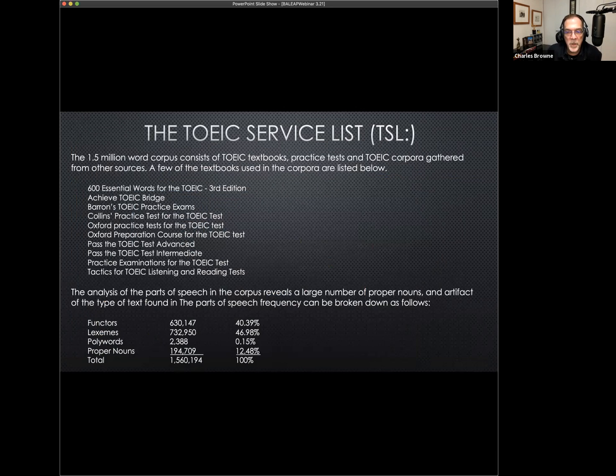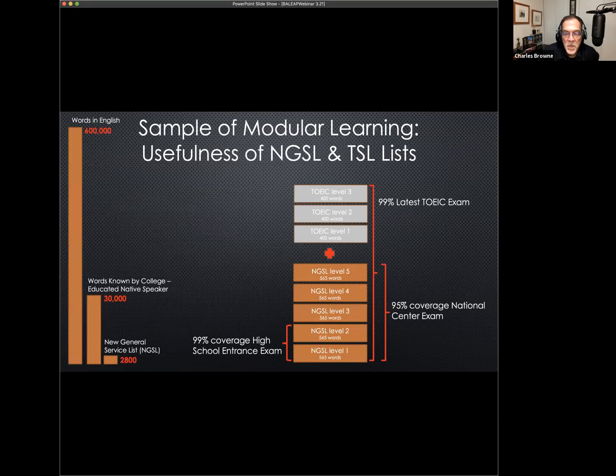Okay, so the TOEIC service list, it's a 1.5 million word corpus. It's fairly small, but that's because the TOEIC preparation materials and the TOEIC exams that we were able to get copies of represent fewer texts available, but we got just about everything we could get our hands on, and that's what we came up with. And what I wanted to show you, as an example for the TOEIC service list, is a sample of how the modular approach works.